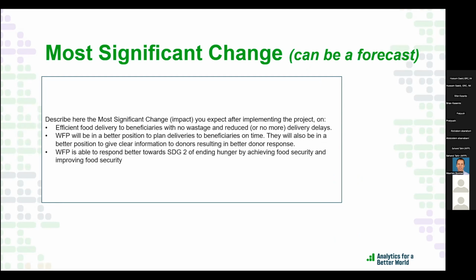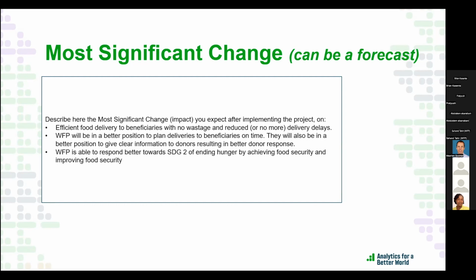wastage as a result of food expiring in the hands of the smaller locations, not delivering on time, or maybe they've gotten too much food which they can't deliver on time, and reduced or no more delivery delays. Of course, this one is hard to achieve because, as anyone who has dealt with any supply chain related activities knows, there are always curveballs, but you try to maximize what you can do with what you have, the situations you can control.